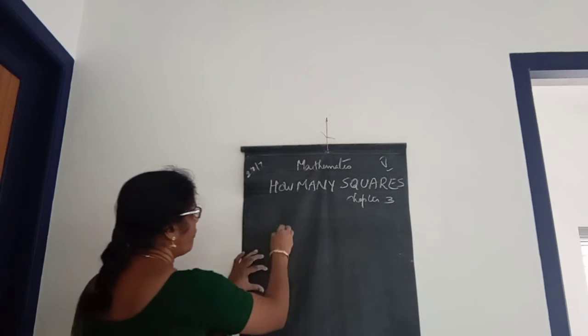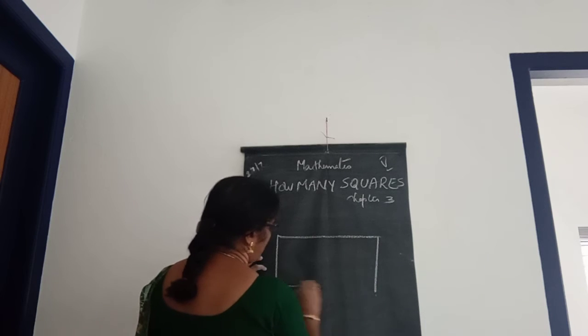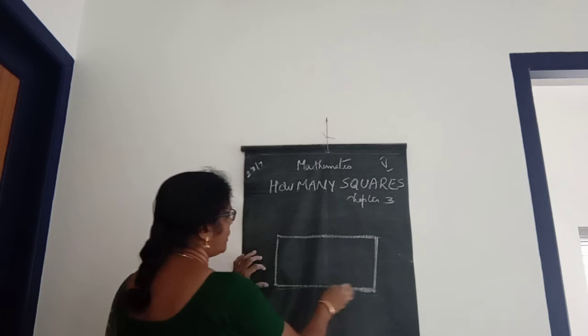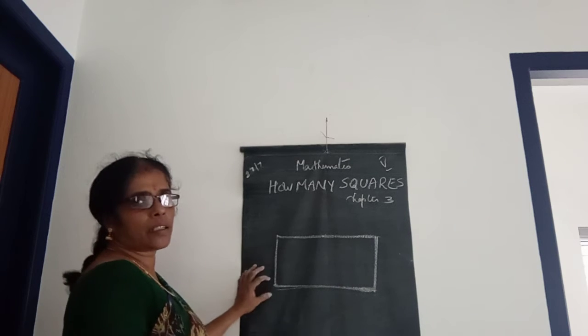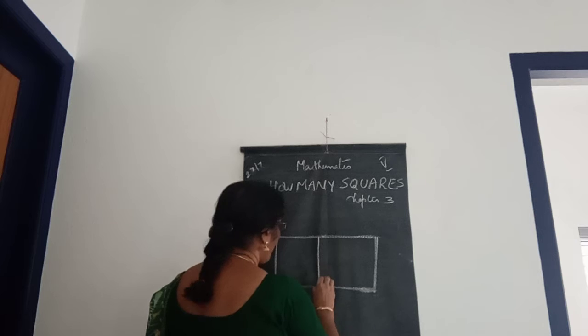Then next, look here, children. This one is the rectangle, and in this rectangle there are four sides but two opposite sides are equal, isn't it? But look here, children.